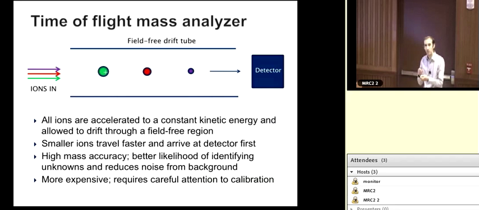That helps you distinguish something that might have the same nominal mass but a different molecular formula, and gives you some information about whether it's the same metabolite or 2 different metabolites, or which one you're actually looking at. It also reduces the noise by helping you separate signal from background. It's a little bit more expensive than a quadrupole, and it requires careful attention to calibration.